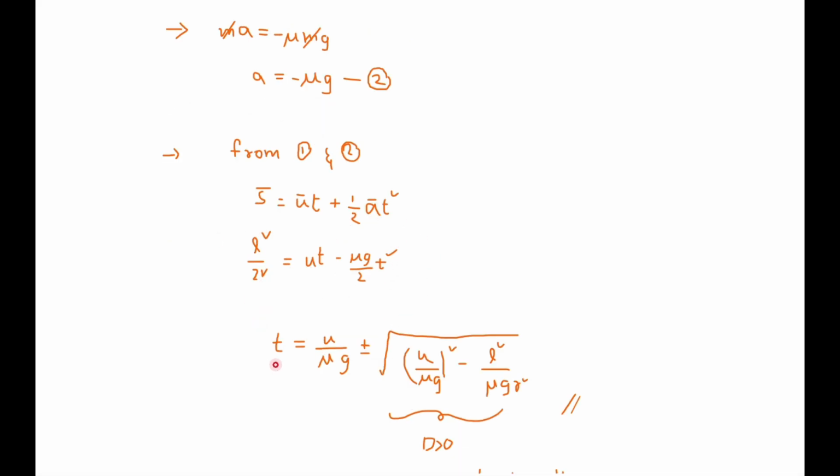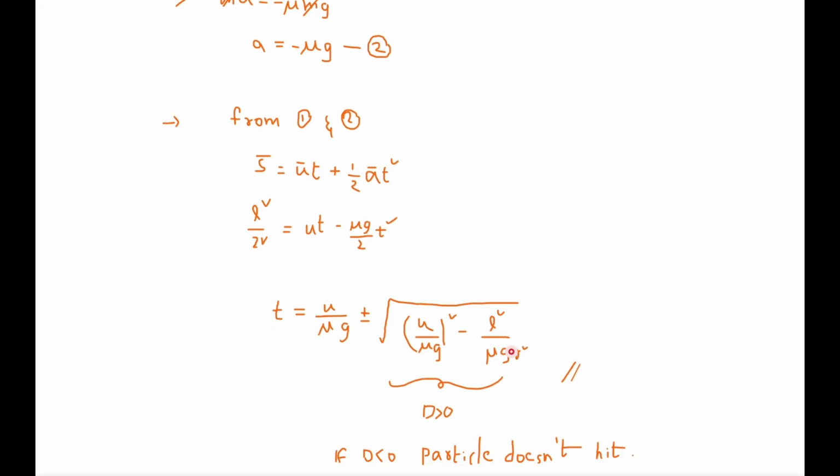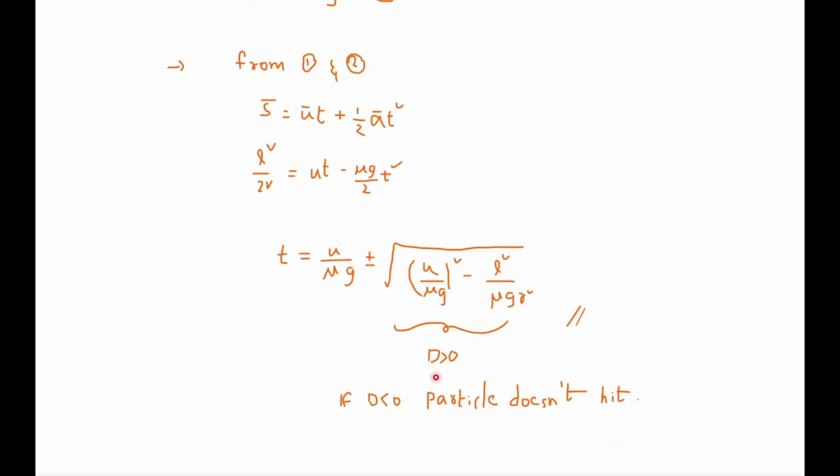So we get t equals u by mu g plus or minus root of (u by mu g) whole square minus L square by mu g r. After getting this, look at the discriminant. If the discriminant is greater than 0, this condition is possible. If the discriminant is less than 0, it is not possible, so the particle doesn't hit the cylinder.